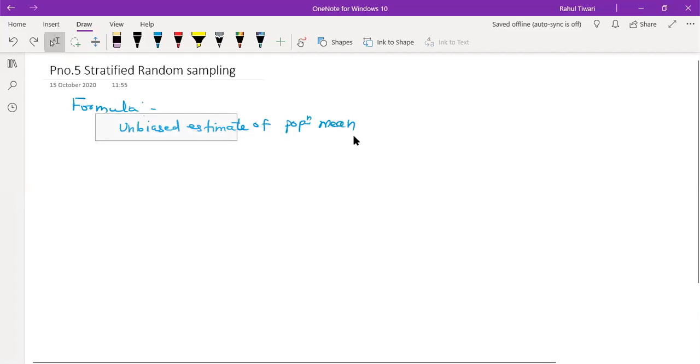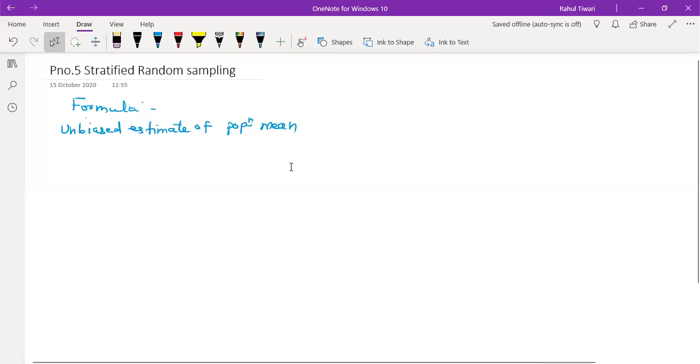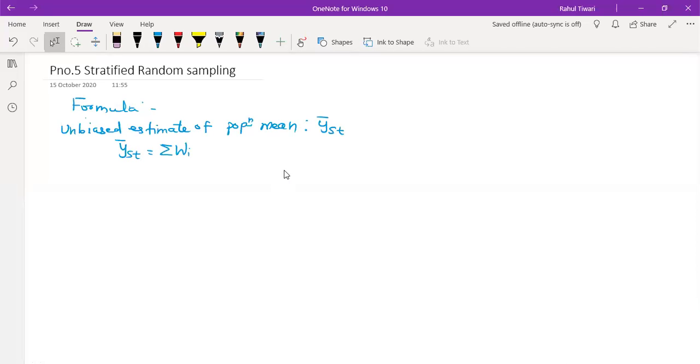Just a minute. We will take time for that. I will say the unbiased estimate of population mean is nothing but y bar st. So these are some notations which you have to use. And what is the formula for this? So y bar st equals summation i equal to 1 to k, summation Wi yi bar. Yes. So summation capital Wi y bar i. Is that small y bar? Small y bar, yeah, small y.